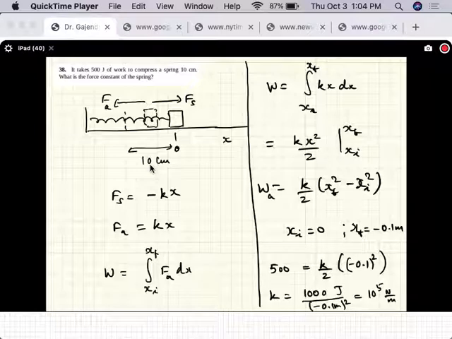What does that number mean? So your weight is about 1,000 newtons. 100,000 newtons means 100 of you would have to stand on the spring to compress it 1 meter. So it's a pretty strong spring.